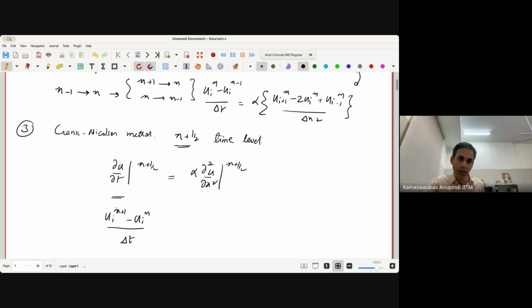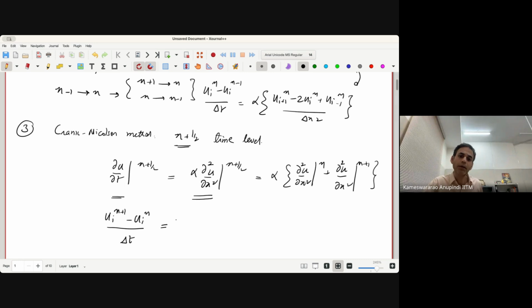Now this is a centered scheme about n plus half, and on the right hand side we're going to write this n plus half value of alpha dou square u by dou x square as alpha times dou square u by dou x square at level n plus dou square u by dou x square at level n plus 1.